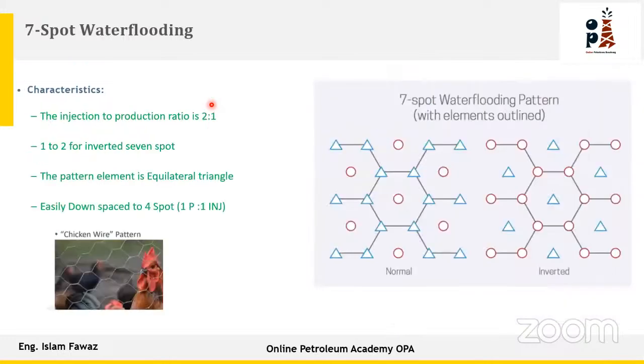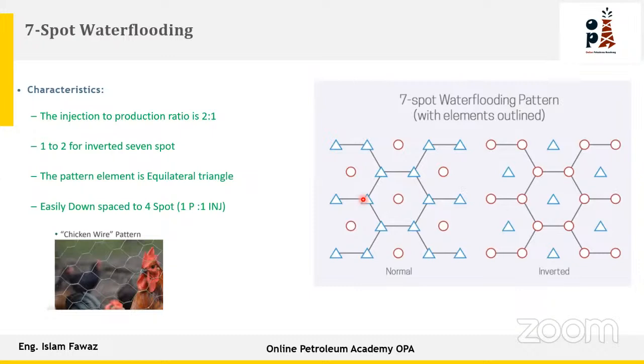We also have the 7 spot pattern, and we have the normal pattern, which means the producer is in the middle, and the inverted, which means the injector is in the middle. So the injection to production ratio, as I said in the previous one, how many injectors here? We have 1, 2, 3, 4 contributing 25% each, and this one with 50%. At the end, we have 2 injectors and 1 producer. For the inverted, we have the opposite.